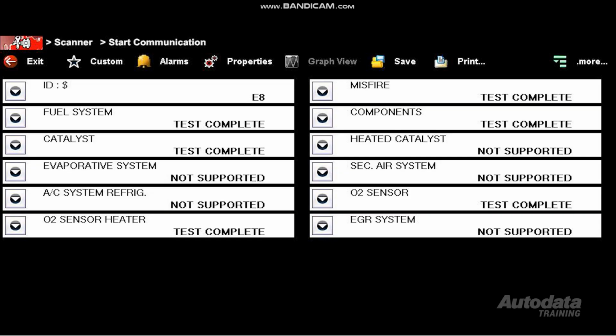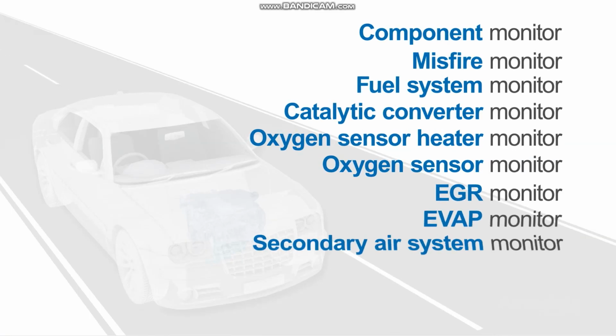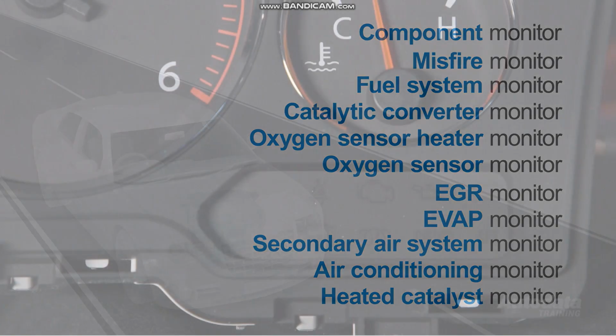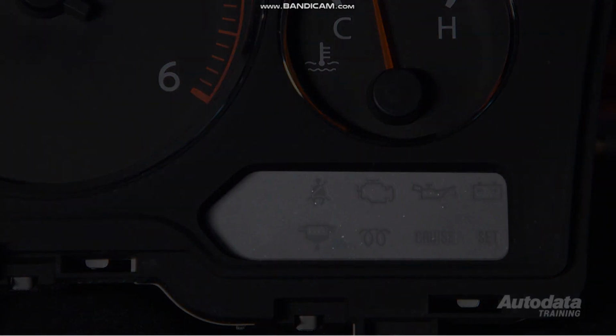This is why vehicles have readiness monitors. They can be viewed on scan tools for emission purposes. They can be found in the OBD2 section of your scan tool. Here's a list of some readiness monitors that you may encounter. These include component monitoring, misfire monitoring, fuel system monitoring, and catalytic converter monitoring. Some readiness monitors will be associated with the engine warning light.